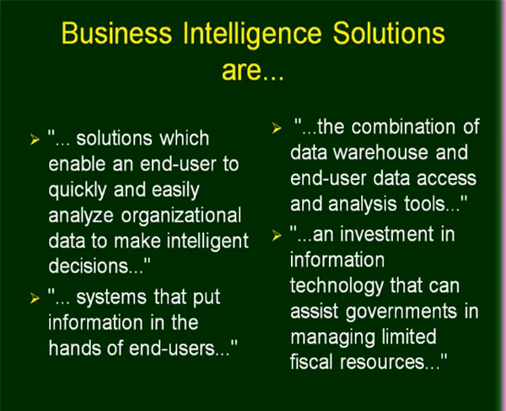There are 4 different kinds of solutions displayed on the slide. BI solutions enable an end user to quickly and easily analyze organizational data to make intelligent decisions. Business intelligence systems put the information in the hands of end users. BI is the combination of a data warehouse and end user data access and analysis tools. A BI solution is an investment in information technology that can assist governments in managing limited fiscal resources.